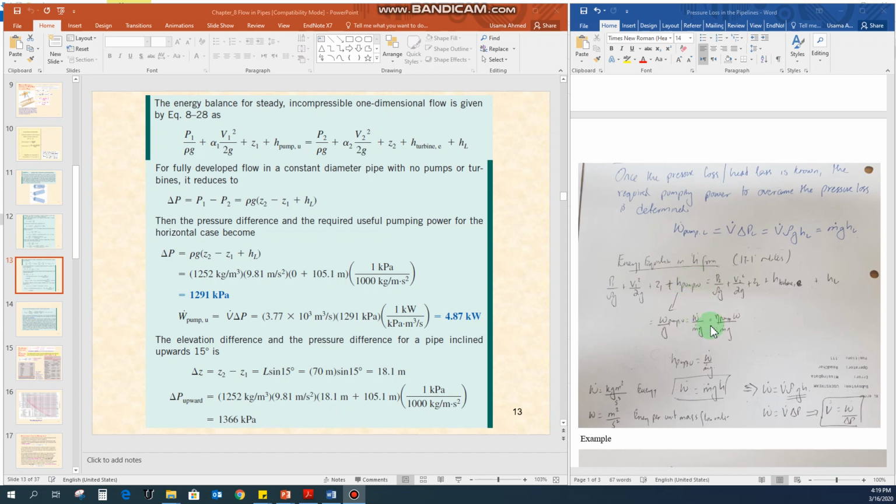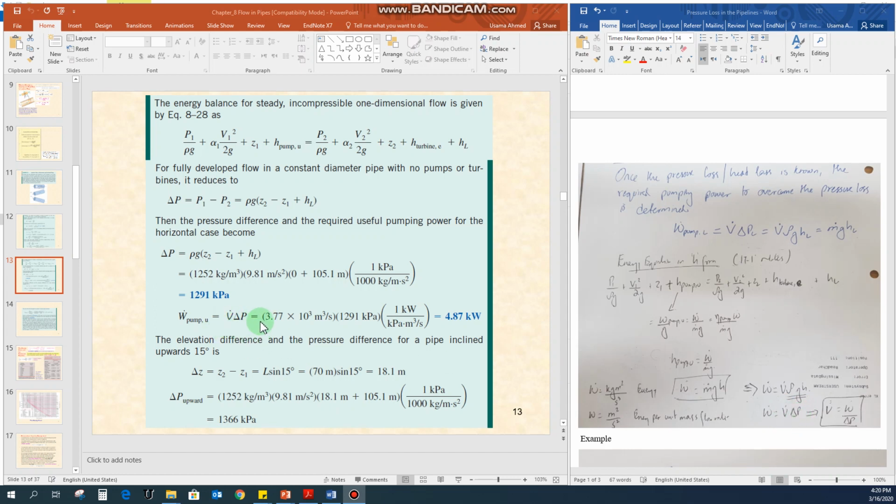Head for the pump is equal to W dot divided by M dot g, and we can simplify this equation in the form of useful pumping energy requirement, that is equal to M dot gH. Mass flow rate can be further written in the form of volumetric flow rate and the density, and rho gH represents the delta P in the pipeline, so you can write this in terms of delta P. So from here we get the equation that useful pumping energy would be equal to volumetric flow rate multiplied by the delta P, or the pressure drop in the pipeline.